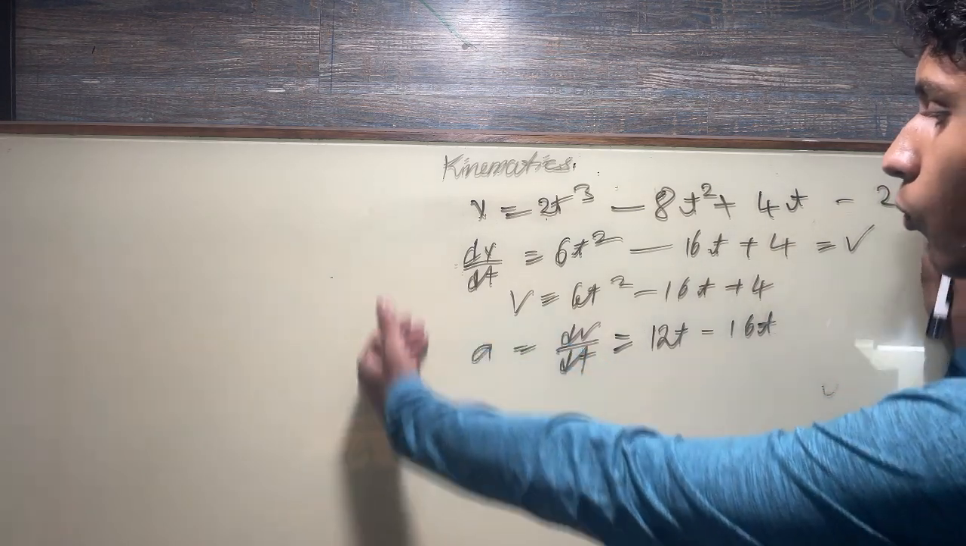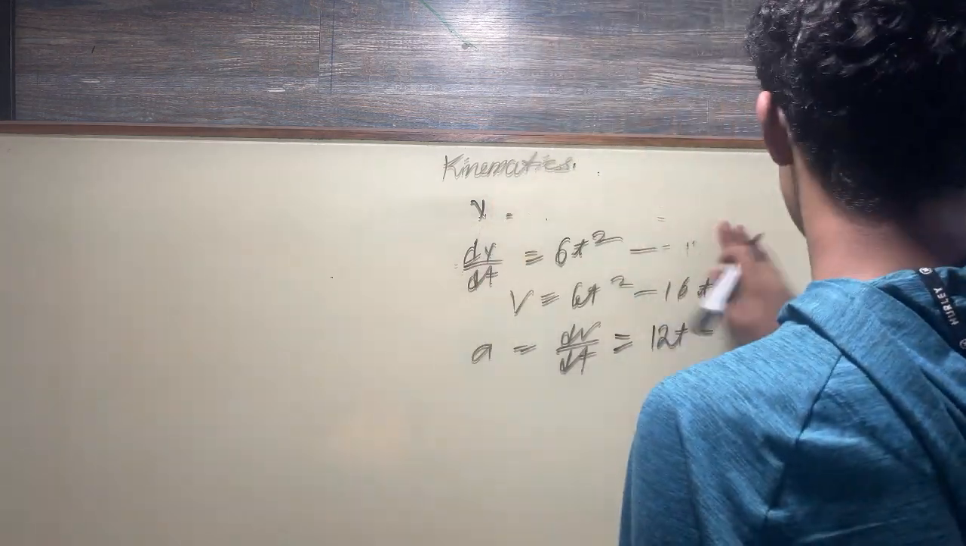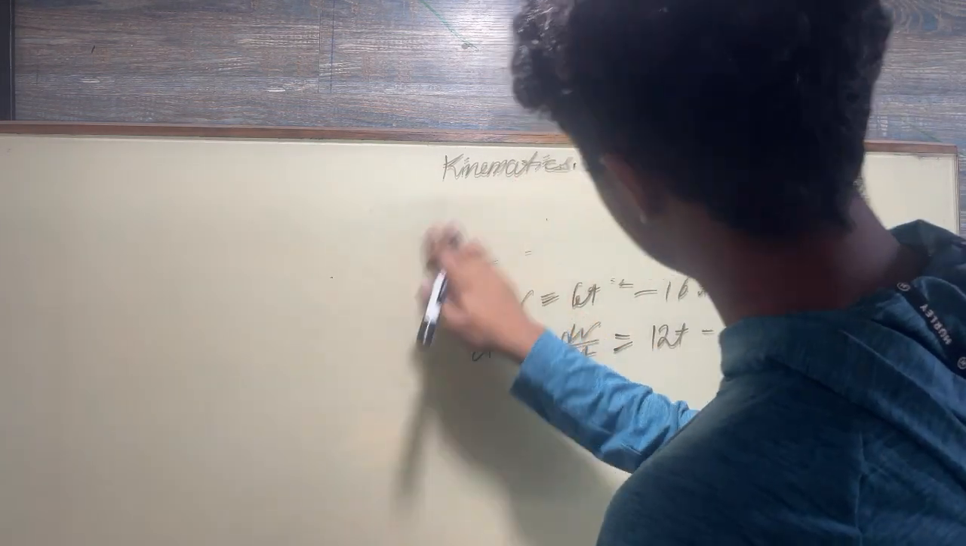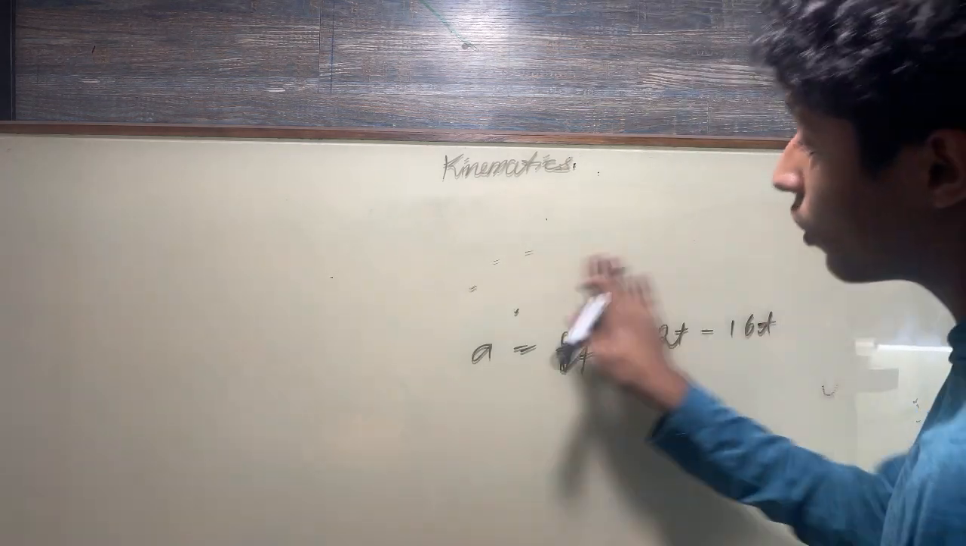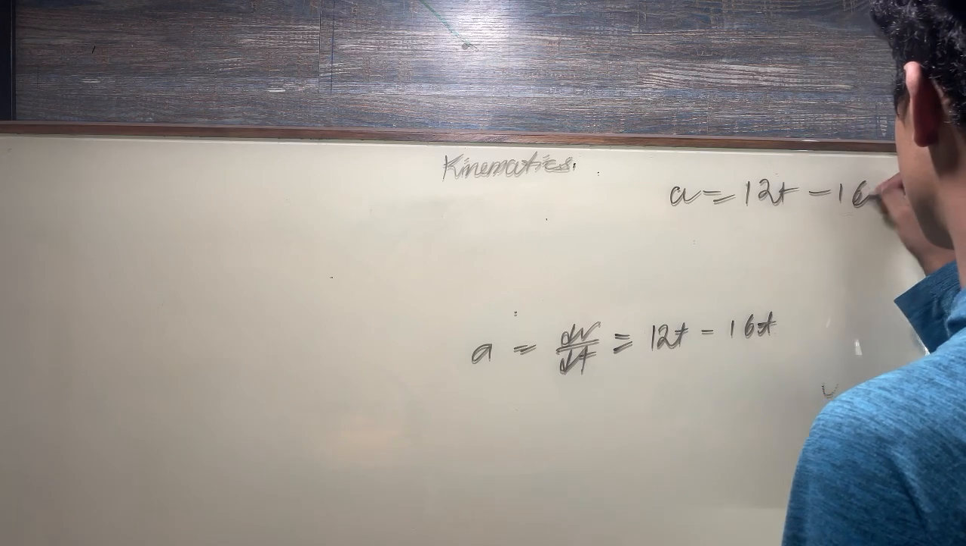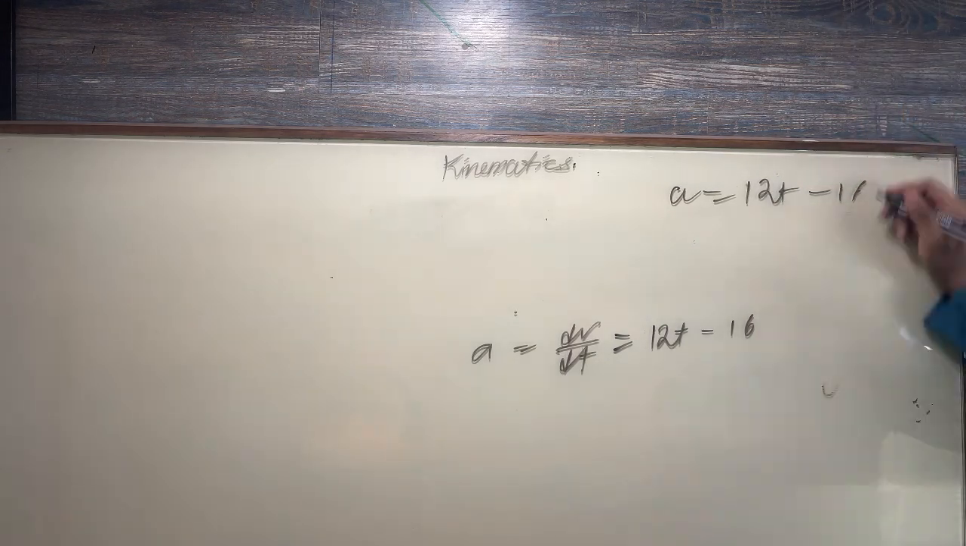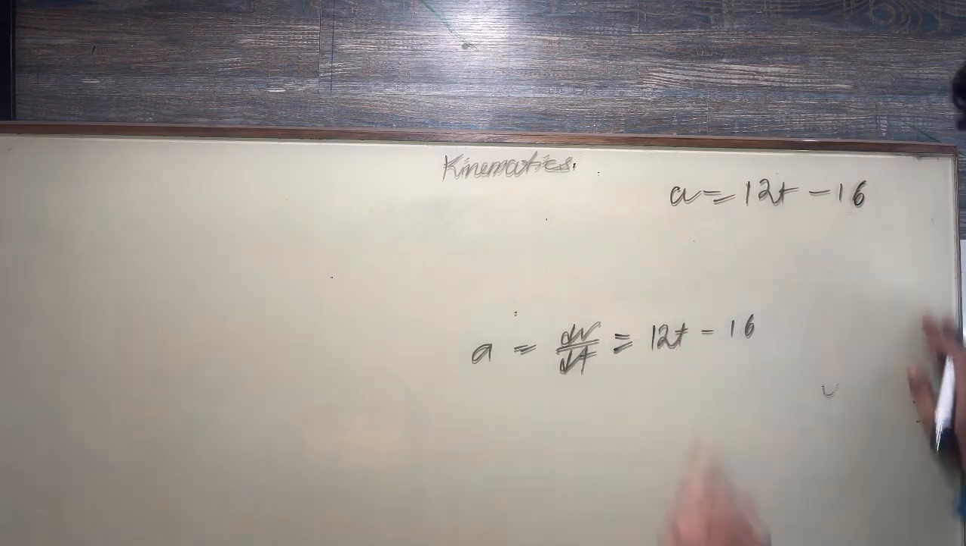Now the thing is, what if instead of giving my x here, let's forget about my x. What if I am given only my acceleration? I am given acceleration is equal to 12t minus 16, sorry guys, this was just 16. Acceleration is 12t minus 16. Now what do I do?